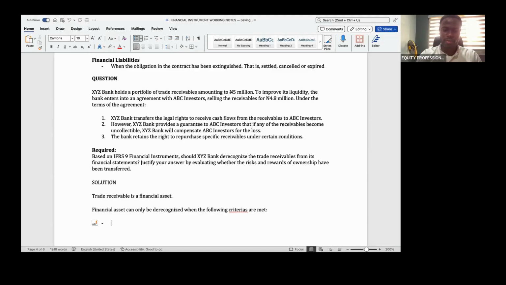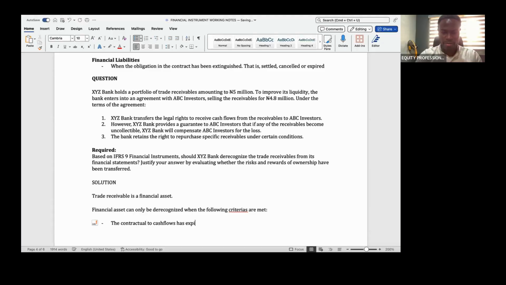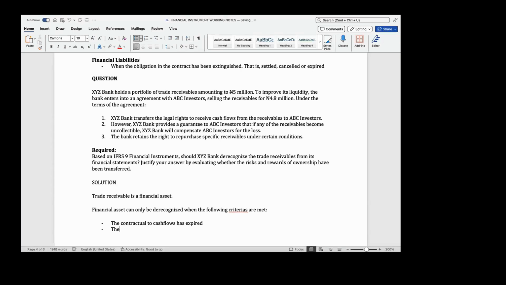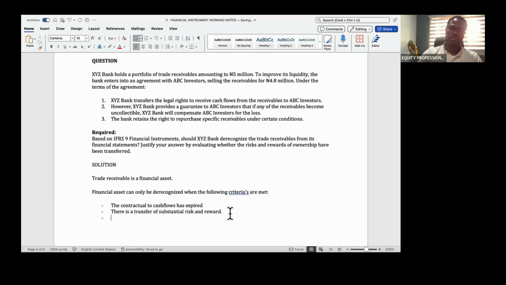Number one, the contractual rights to the cash flows have expired. Number two, there is a transfer of substantial risk and reward. In this case, have we met these two criteria?